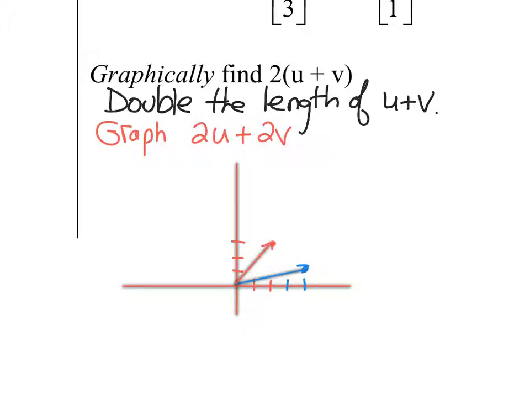Two, 3, and 4, 1. And I can label those U and V, respectively. All right. So now what I want to do is double the length of each of them. So again, a little index card action.